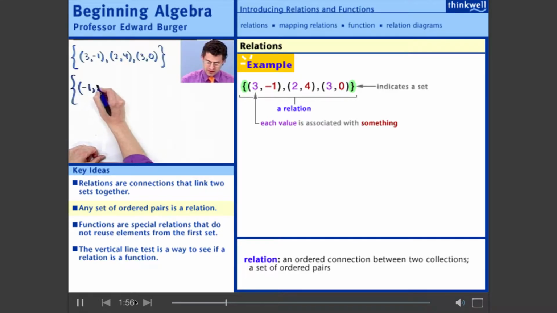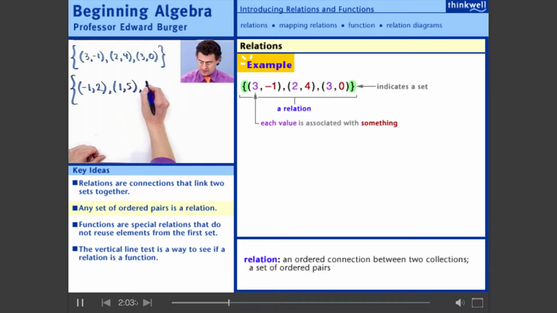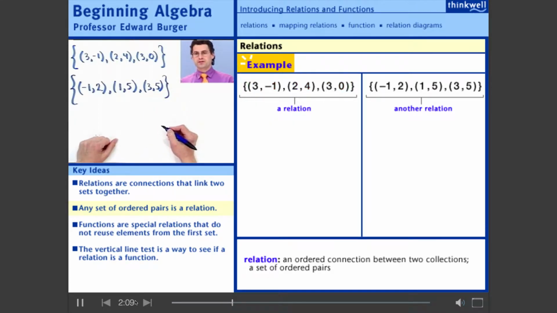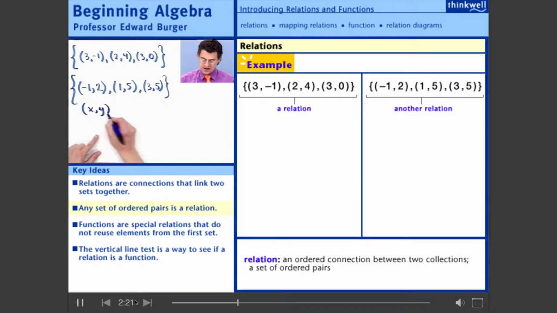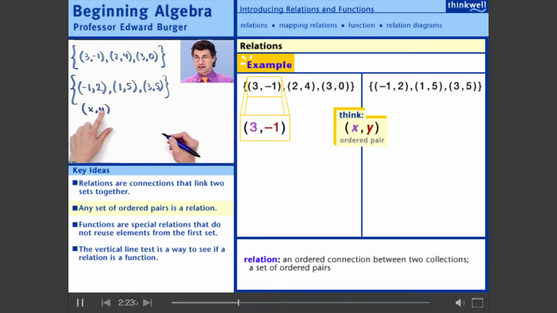Minus 1, 2. 1, 5. 3, 5. There's another example where the connection is minus 1 here is being associated with 2, 1 here is being associated with 5, 3 here is being associated with 5. I'm constantly thinking about these things in terms of x comma y. So I'm putting the x first and the y second. This is what I'm thinking about when I think of a relation.